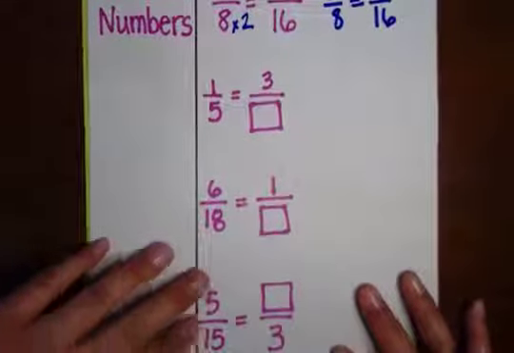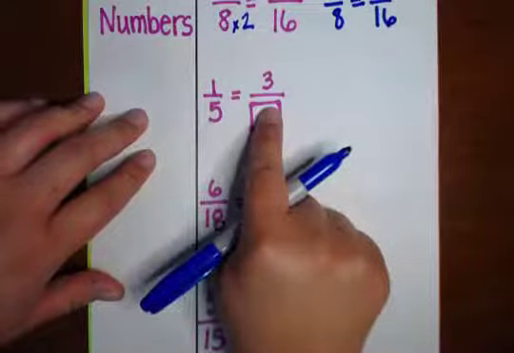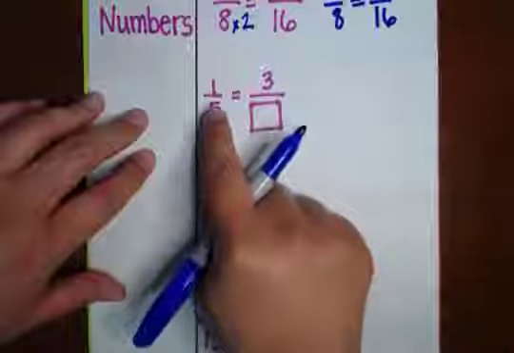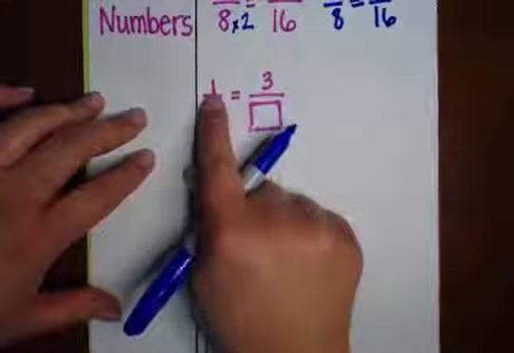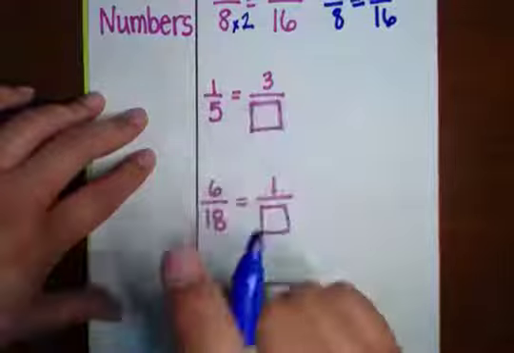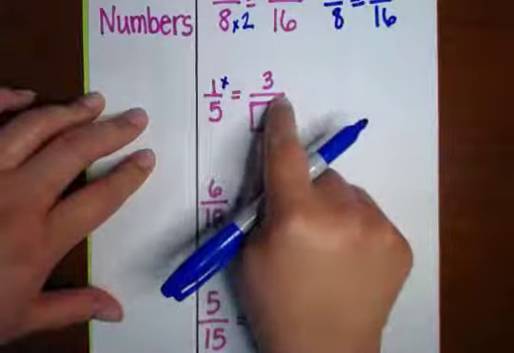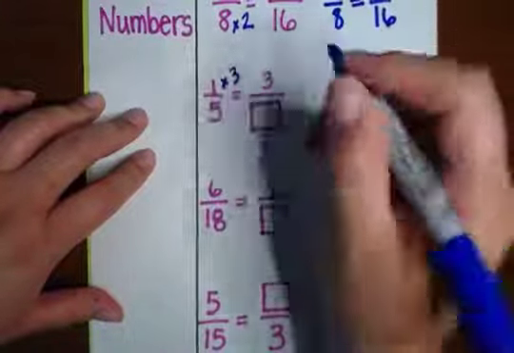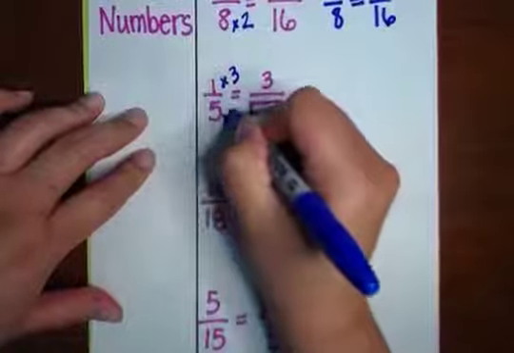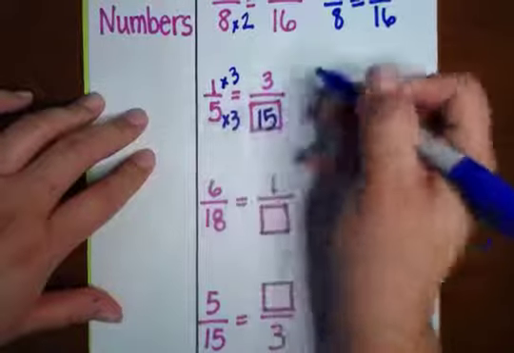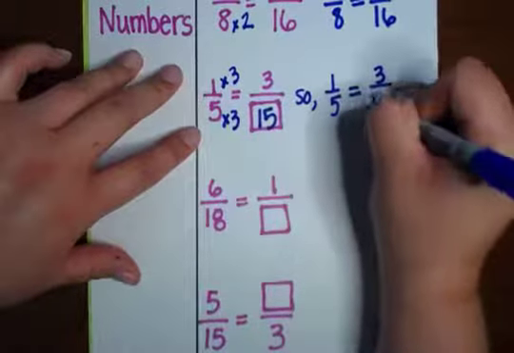Let's try another one. My numbers from left to right are increasing, not the value of the fractions, because these two are going to be equivalent fractions. They're going to be equal in value, but just the numbers. So since they're increasing, that means I'm going to multiply. So I ask myself, 1 times what is equal to 3? The answer is 3. 1 times 3 is equal to 3. So 5 times 3 is equal to 15. That means 1/5 is equal to 3/15.